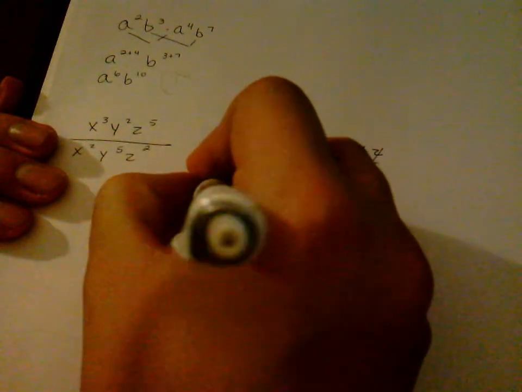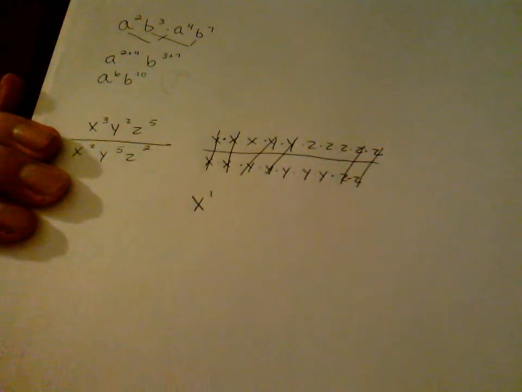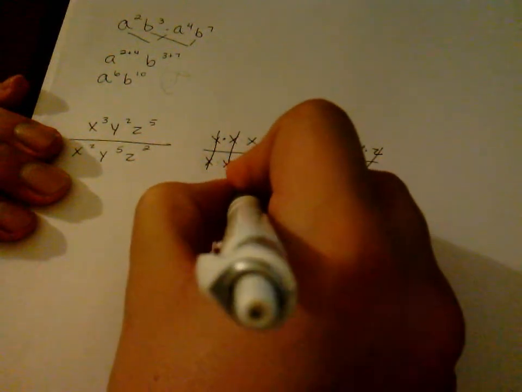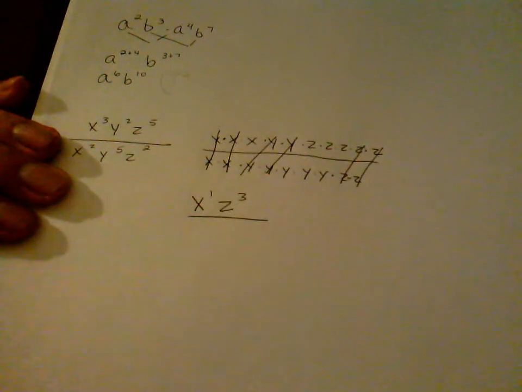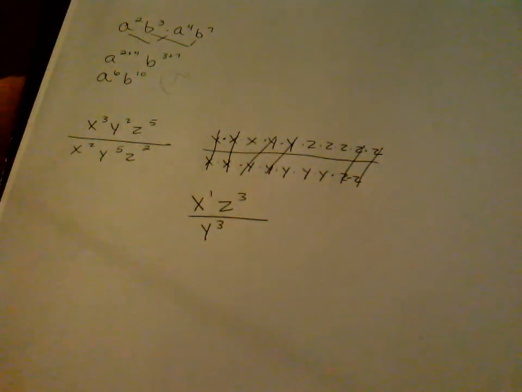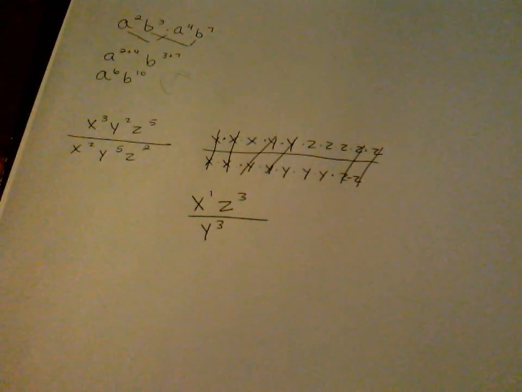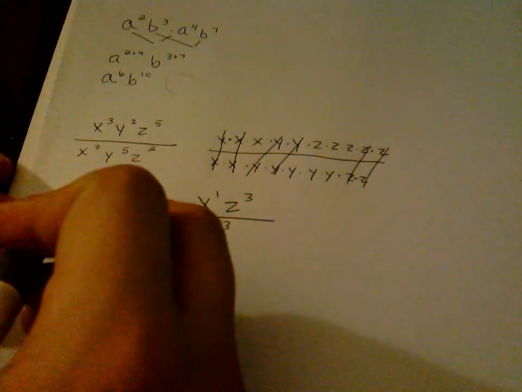On top, we have 1x, x to the first power, and we have 3 z's, so z to the third power. On the bottom, we have y to the third power. So that's the most basic form, but the proper way to do this is actually like this.